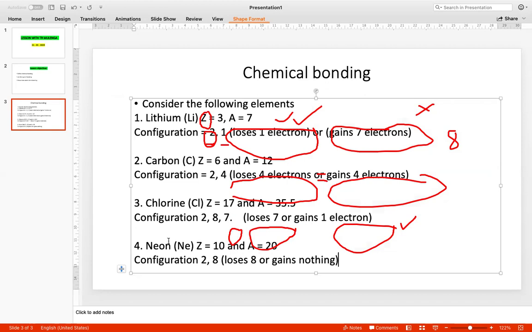For this element to lose 8 of them, maybe we talk about the first shell having 2 electrons, that's a maximum, or it gains nothing. Believe you me, if I was this element, I would opt for gaining nothing, so that I remain where I am. So these are very important concepts that we have to talk about.